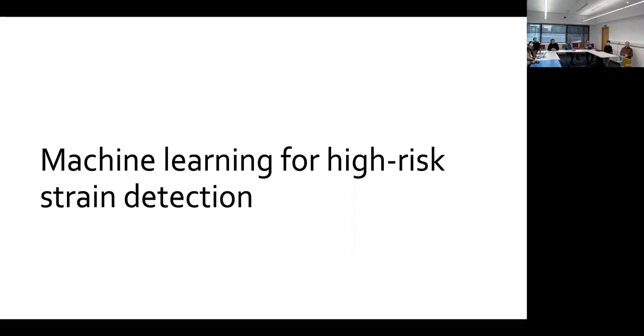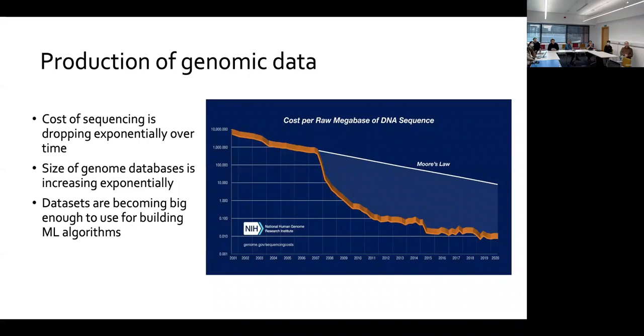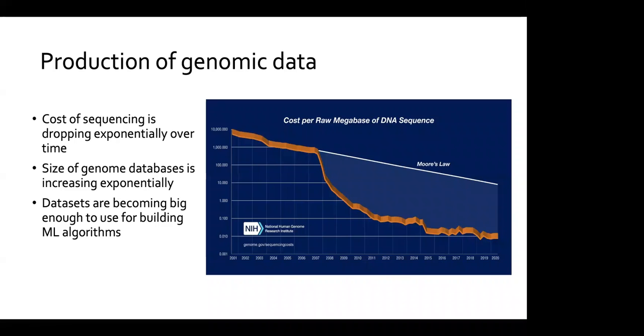So the first topic I'll be talking about is machine learning for detecting high-risk strains of a pathogen. This type of work has really been enabled and really taken off recently due to the fact that our ability to produce lots of DNA sequence data is just constantly improving. The cost of sequencing DNA is dropping exponentially over time. And as a result, the size of databases containing genomic data is increasing exponentially. What this means is that data sets are becoming big enough for us to start using machine learning to comb through them and find interesting patterns.